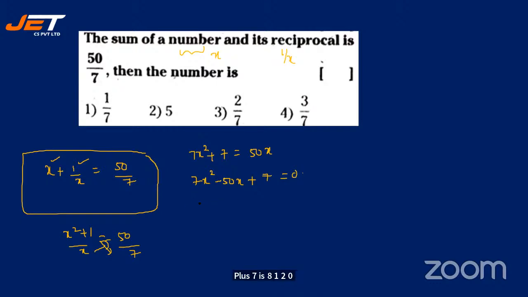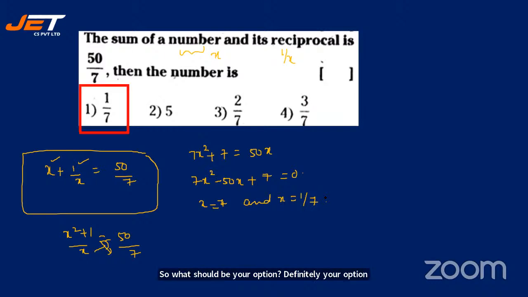All right. So you get x minus 7, x is equal to 7, and you get x is equal to 1 by 7. So what should be your option? Definitely your option should be 1, isn't it?